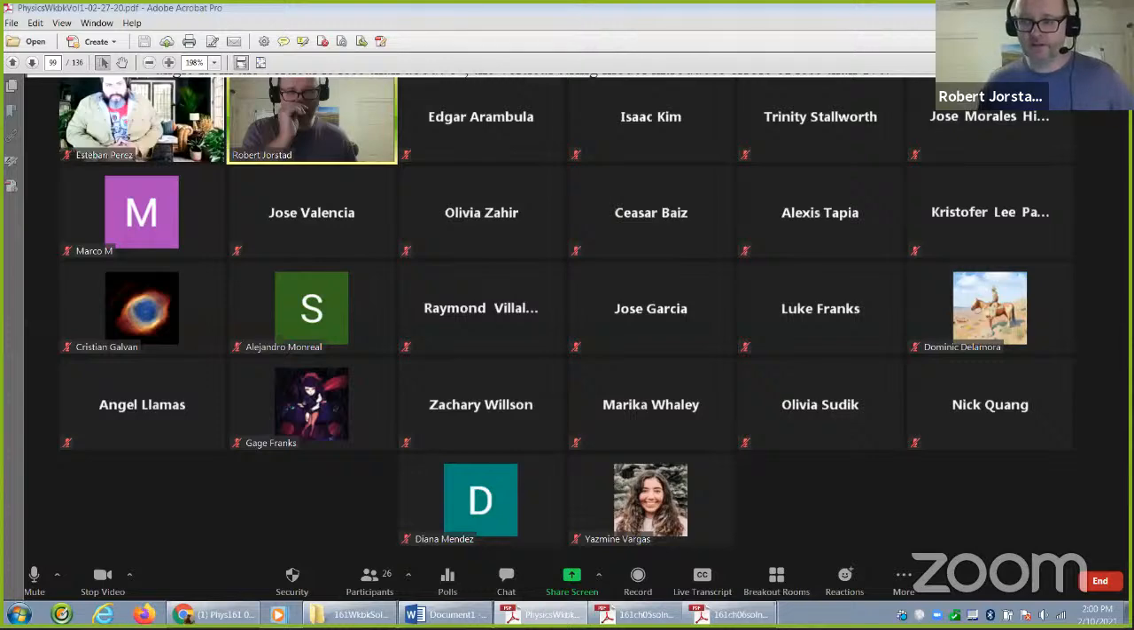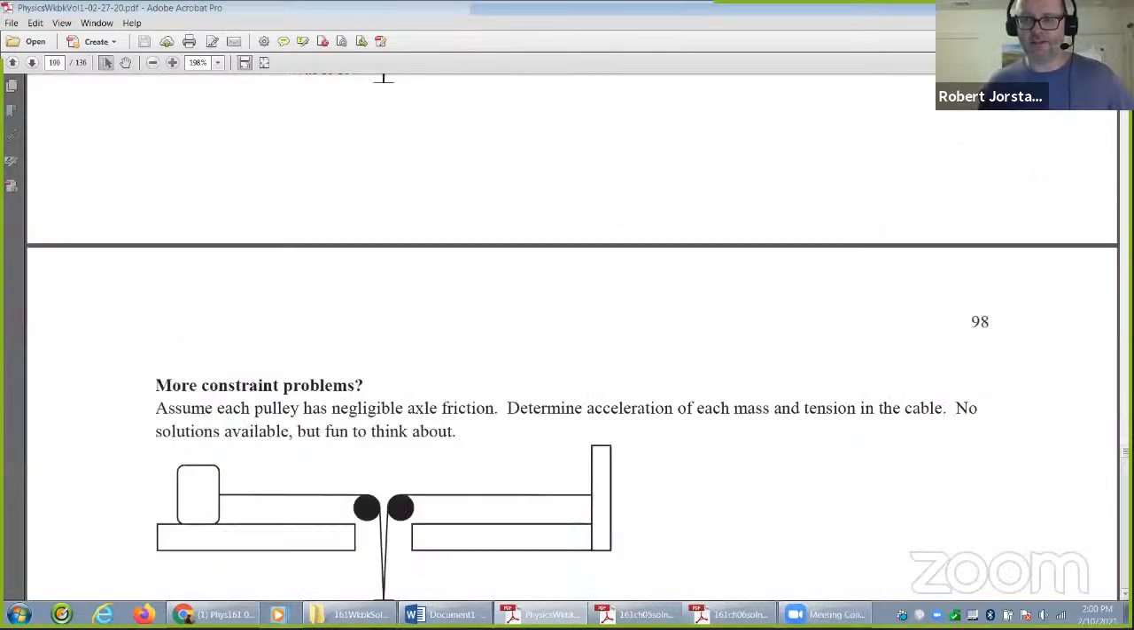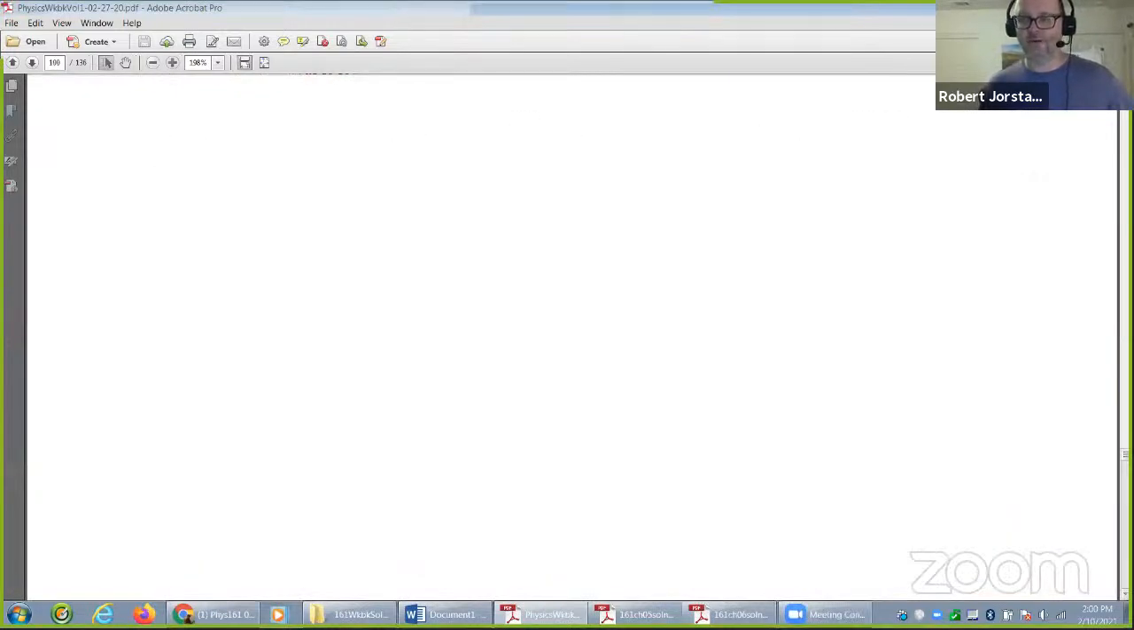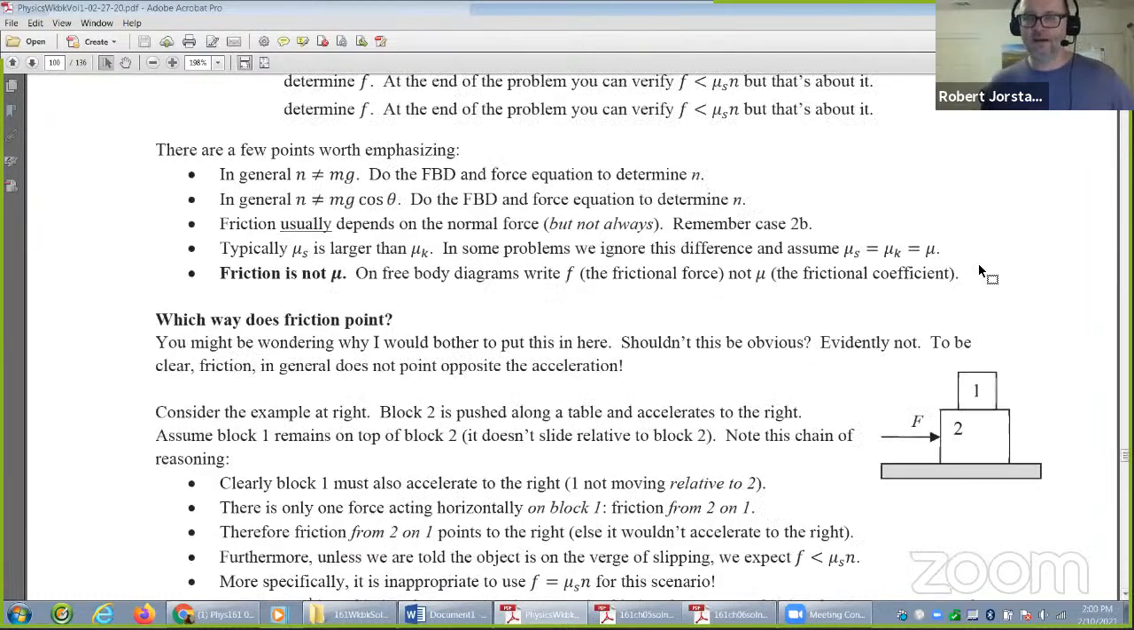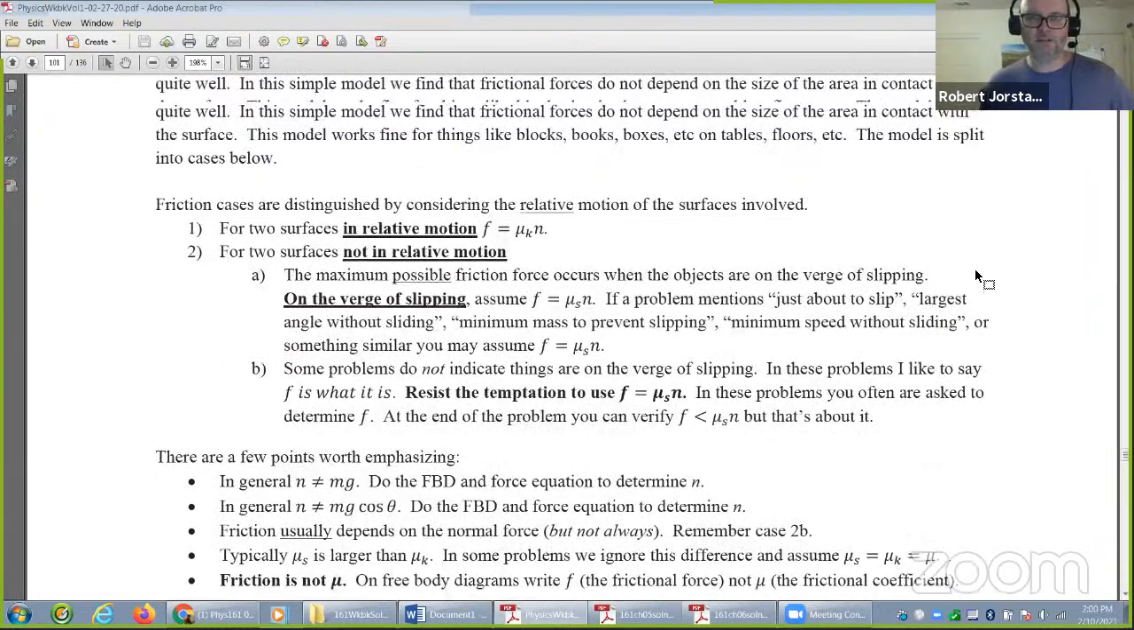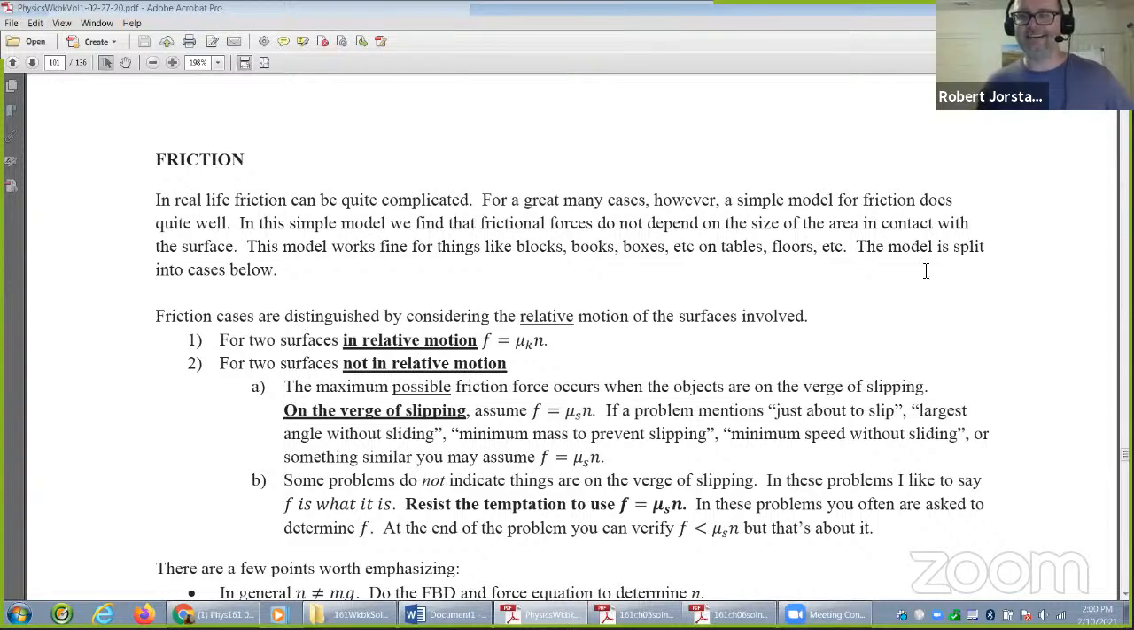15 more minutes. Let's just keep cruising along. If you haven't already done so, better get workbook volume 2. Okay. All right. So page 99 has got all the information you need and the equations that we need. Friction is tricky. This is now chapter 6. Okay. We're into chapter 6.